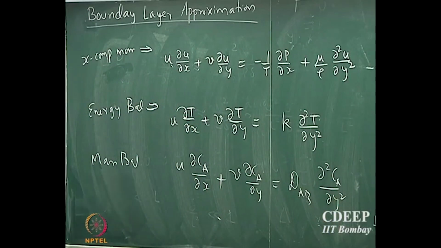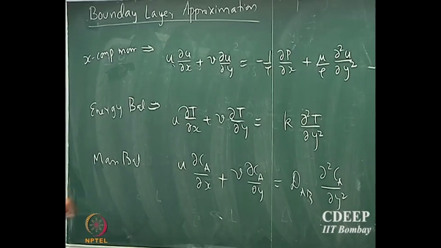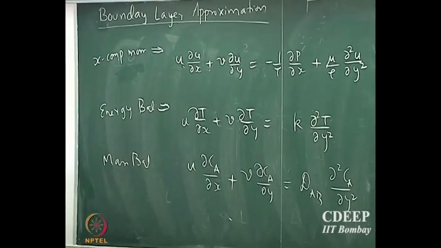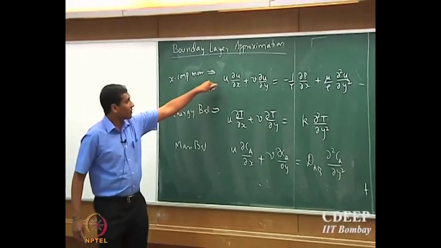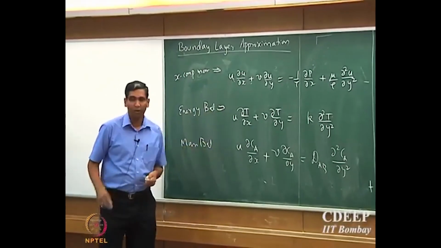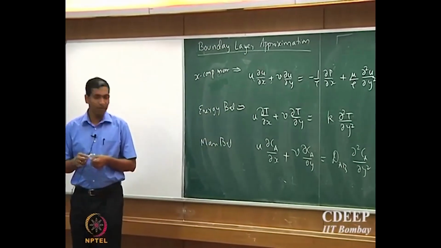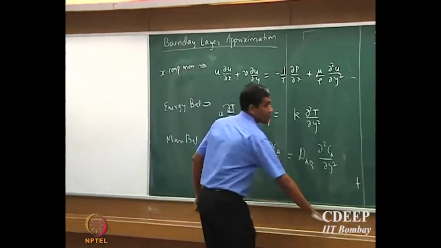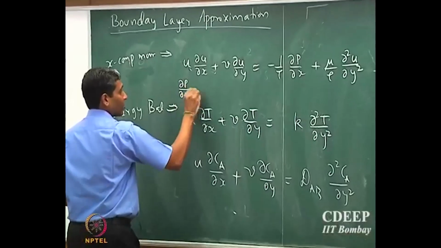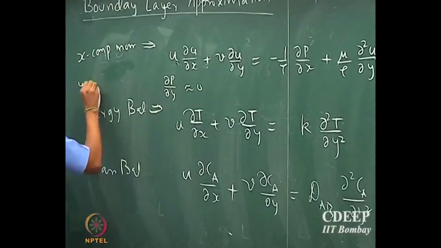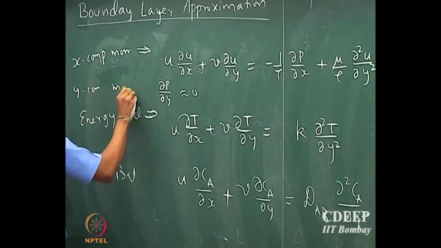So this is after you introduce the boundary layer approximation that the gradients in the y direction are significantly larger than the gradients in the x direction. Once you introduce that approximation, this is the reduced equation that you will get for the dynamics of the velocity, temperature and the concentration in the boundary layer. Of course, dP by dy is 0. So that is your y component momentum balance.